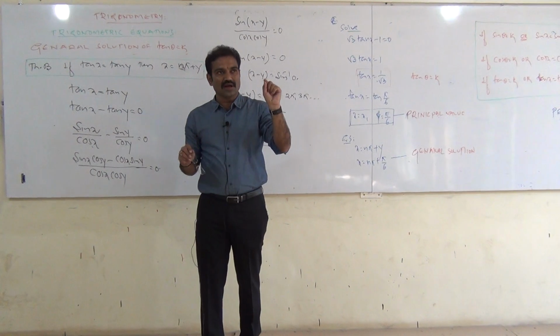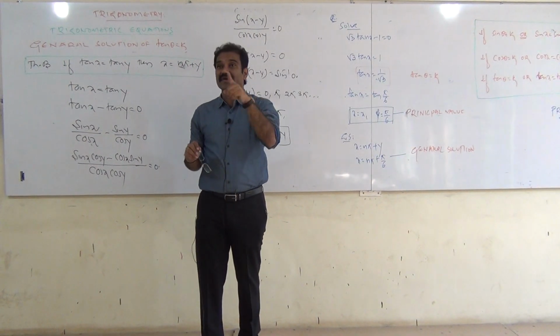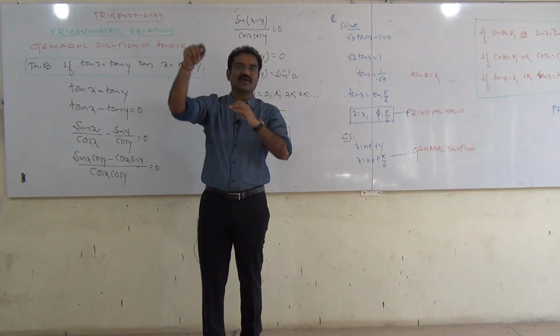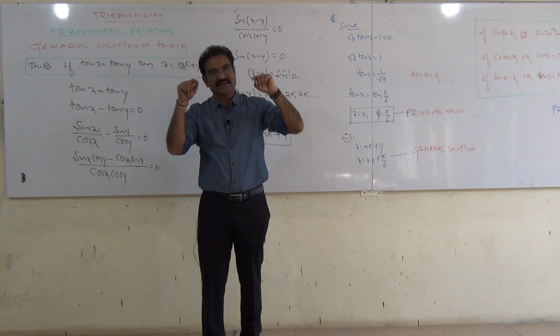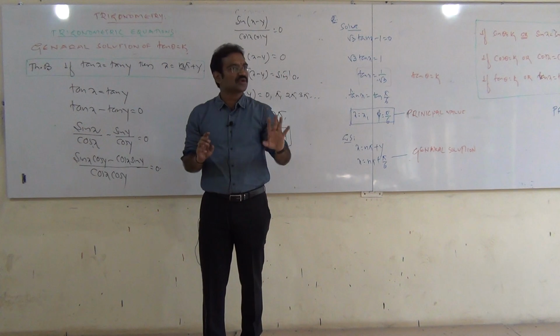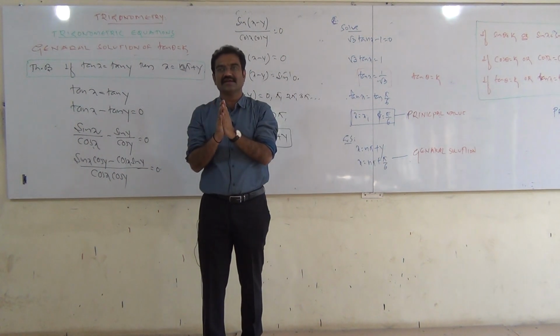A root satisfies the equation. And the number of answers depends on the degree. The highest power of that variable is called the degree. As many as the degree, that many answers there will be. If the degree is 1, 1 answer. If the degree is 2, 2 answers. If the degree is 10, 10 answers. In general, if the degree is n, there are n answers.